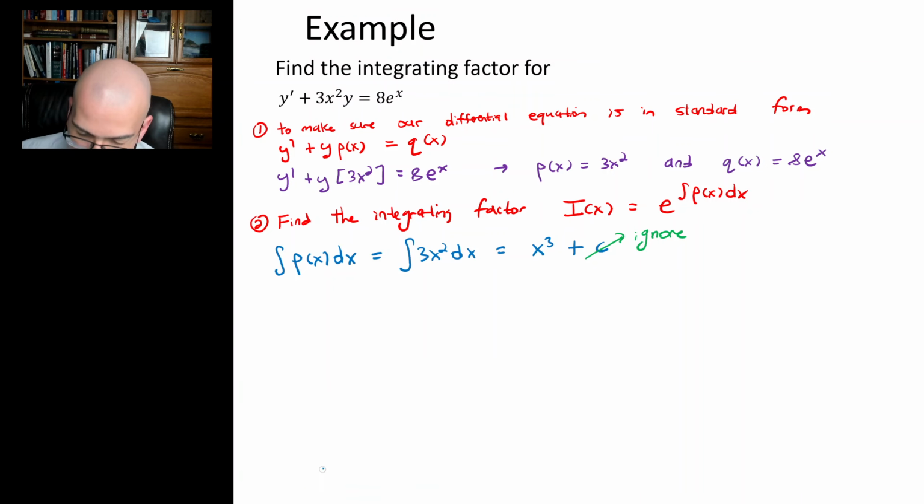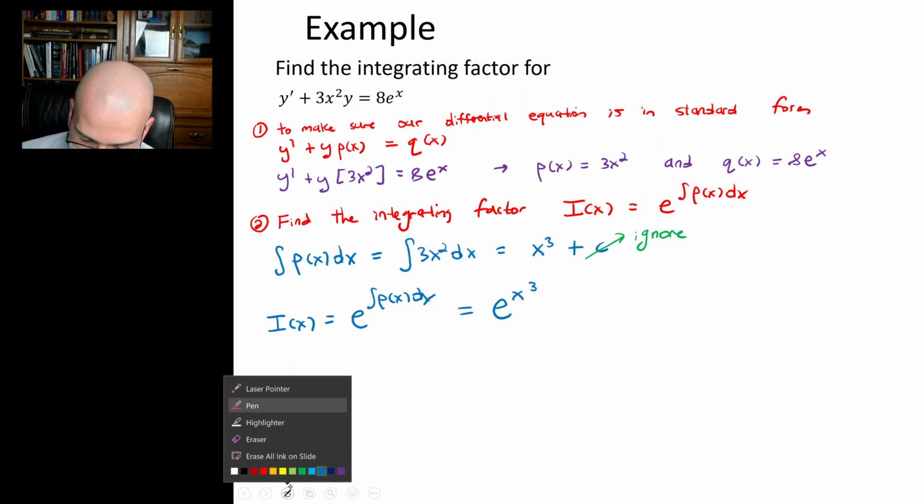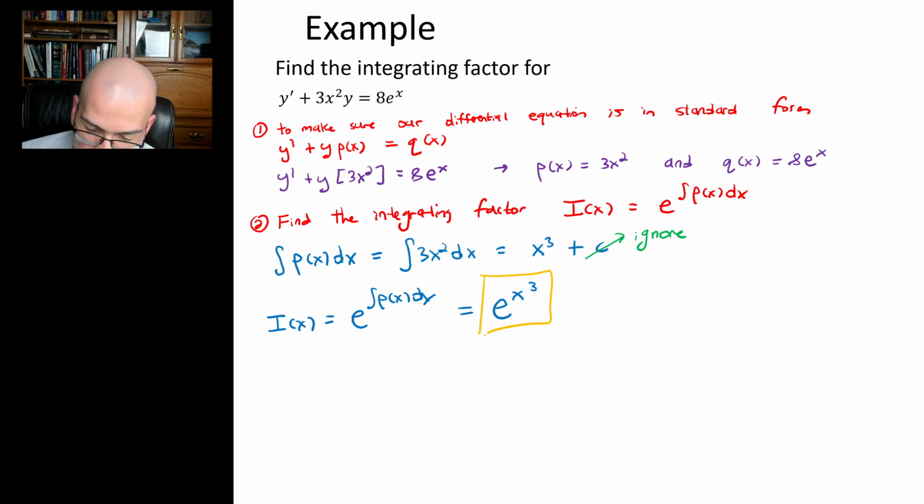Now our integrating factor, I of x, is e to that thing we just found. So e to the power of x cubed. That's it. That's the whole answer.